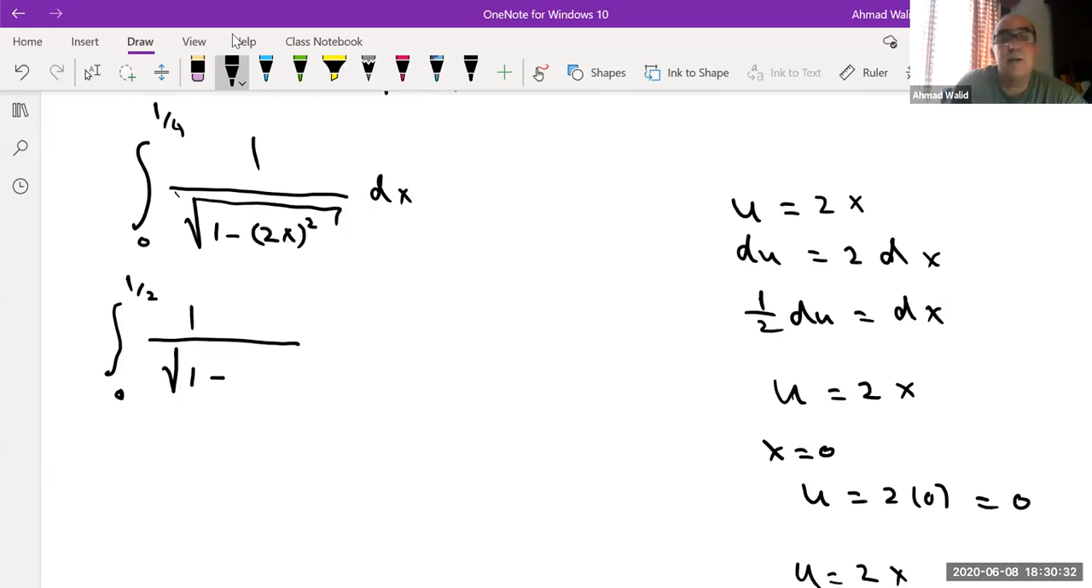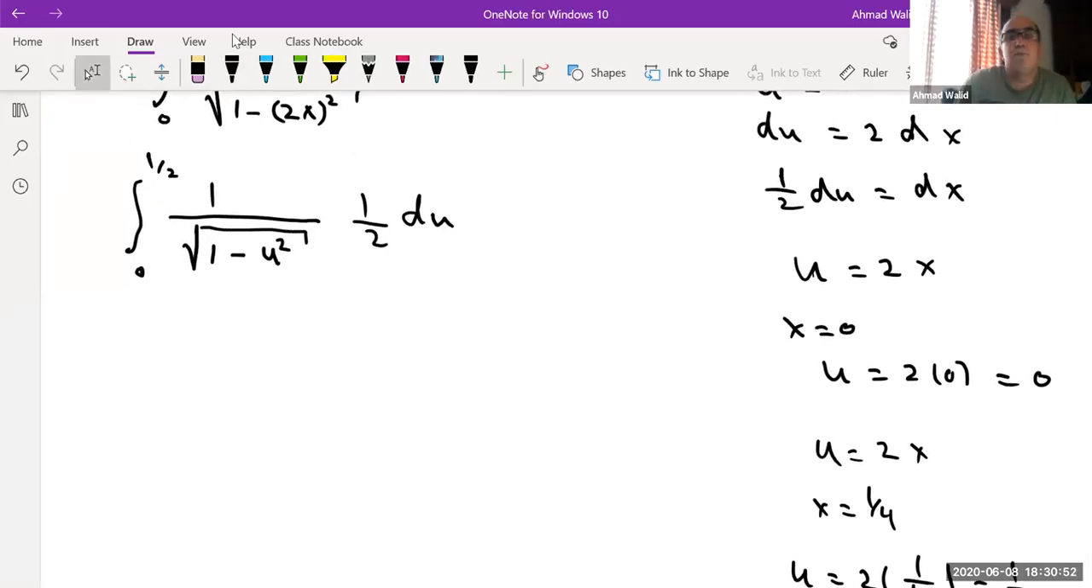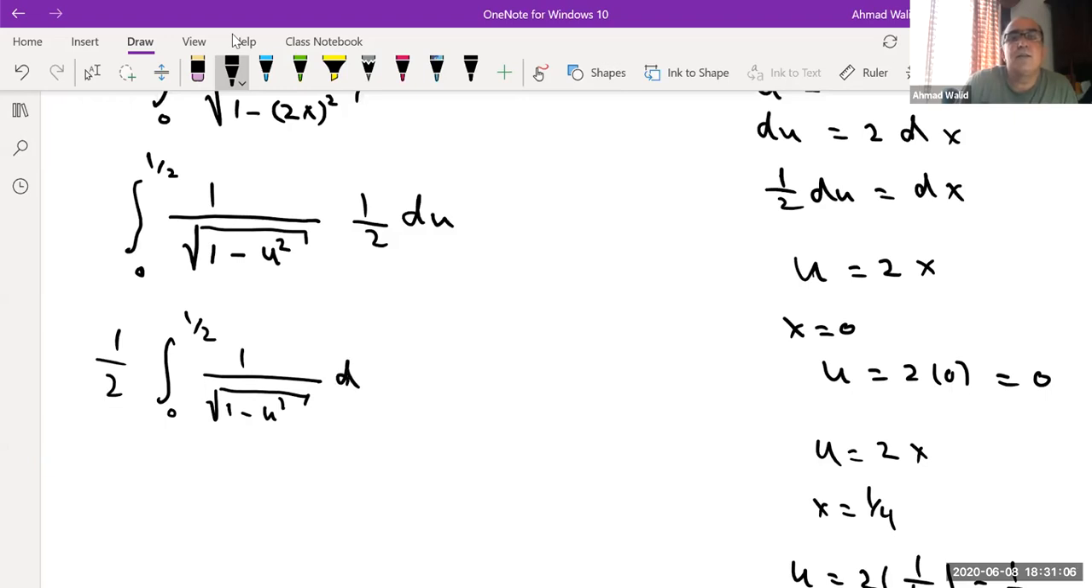1 over the square root of 1 minus u squared du, and your du was... you have here dx is 1/2 of du, correct? Replace dx with 1/2 of du because you have u here. Pull out the 1/2 in front. Then 1/2 integral from 0 to 1/2 of 1 over square root of 1 minus u squared du.